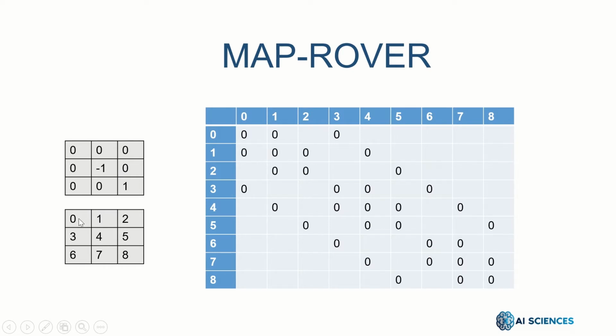For example, if the map rover is in state 0, then in the next time step, the map rover can take an action, go right and move to state 1, or maybe go down and move to state 3, or stay there. That's an action. And in the next time step, the map rover may stay at 0. Obviously, if the map rover is in state 4, then there are actions: go right, that will lead to 5, go left, that will lead to 3, go up, that will lead to 1, go down, that will lead to 7, and stay there, that will lead to 4.